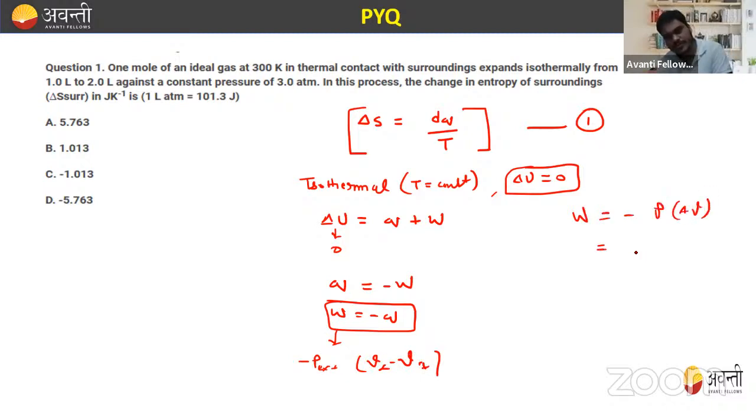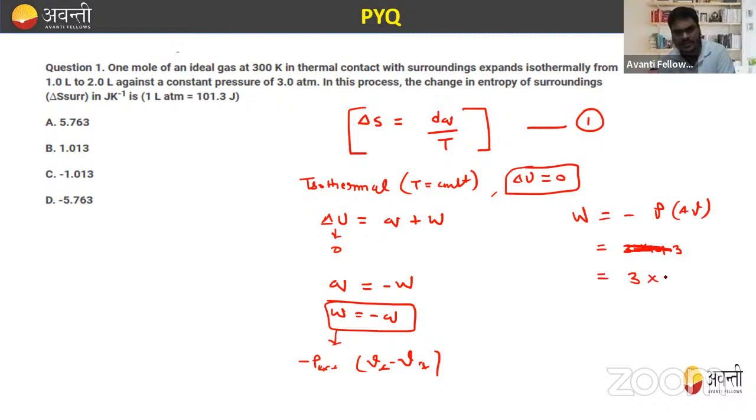So just put the value. P external, so P is constant and it is equal to 3 atm. So this is equal to 3 into, just convert this 0.1.3, right? So this is just put the value. There is no need to convert. Just put the value of P like 3 atm.